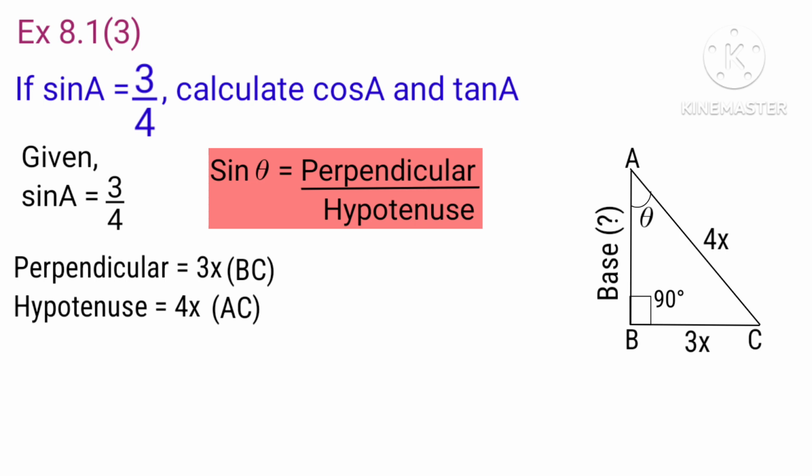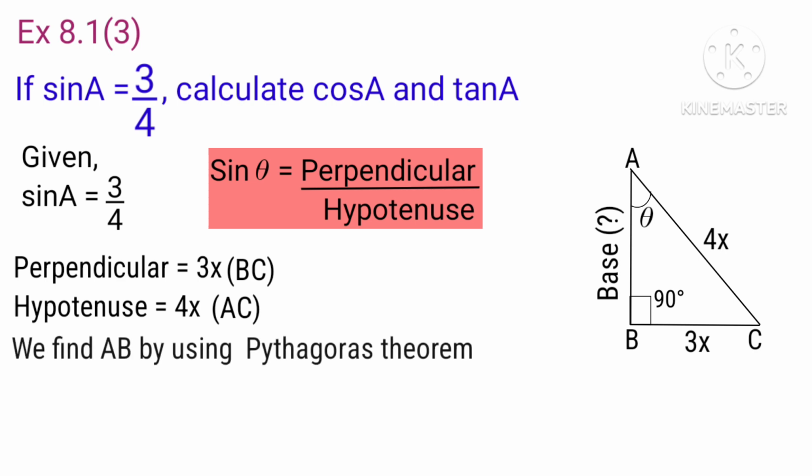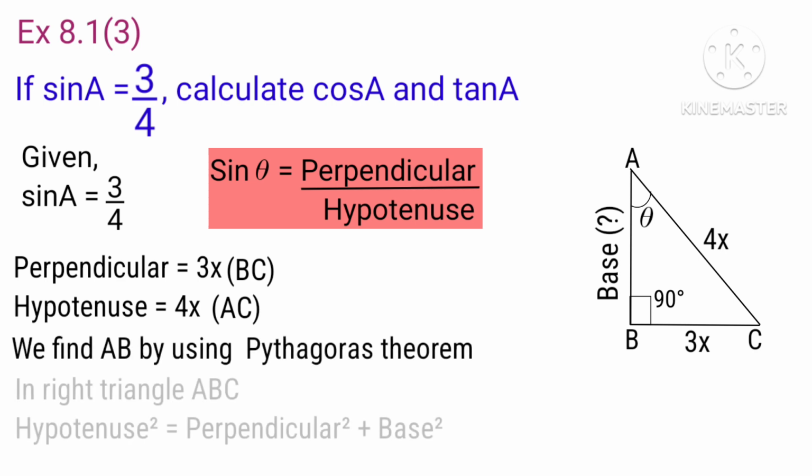So what is AB? That is the base. We need to find the base value. But how can we find it? We can find it by using Pythagoras theorem. So by applying Pythagoras theorem in right angle triangle ABC, hypotenuse square is equal to p square plus b square. That is perpendicular square plus base square.